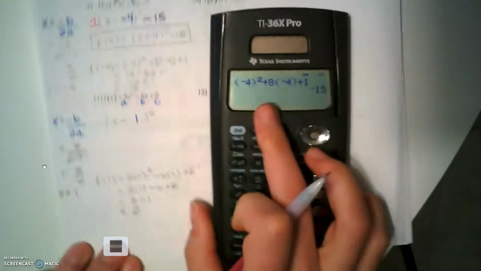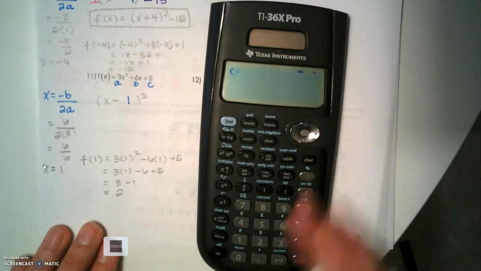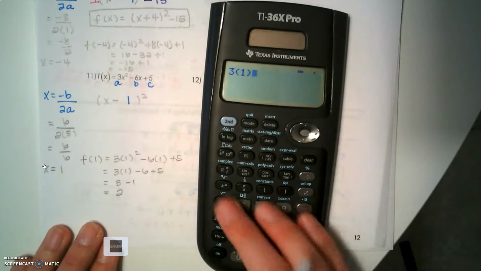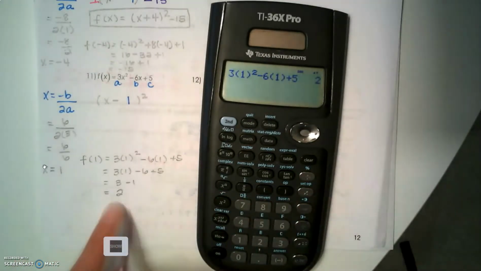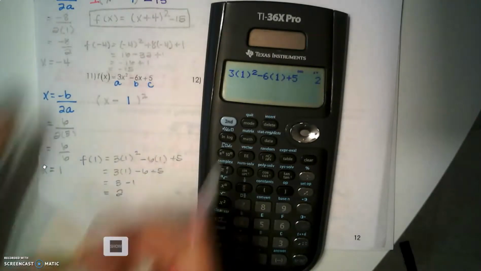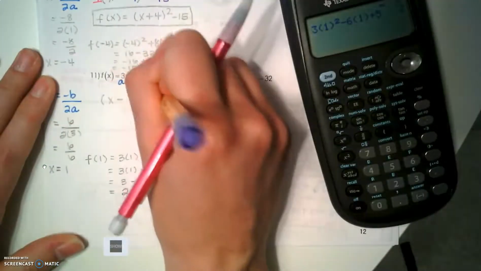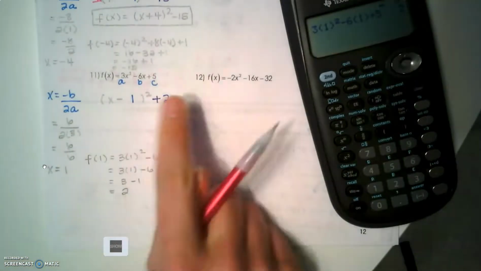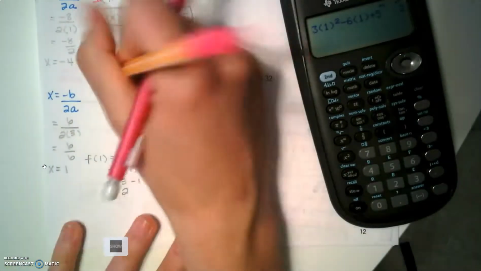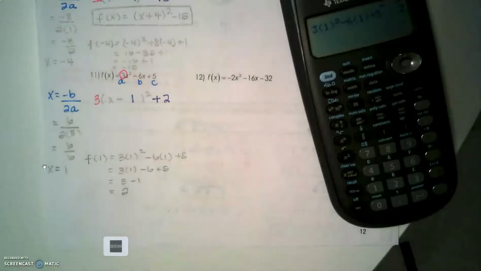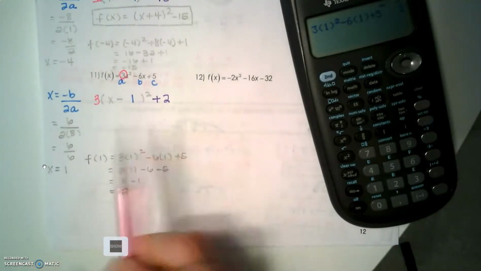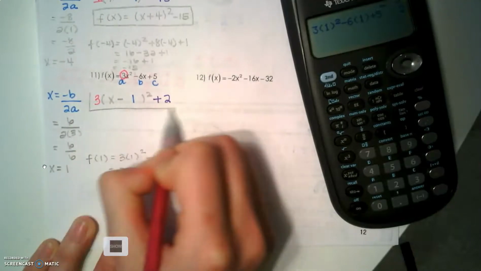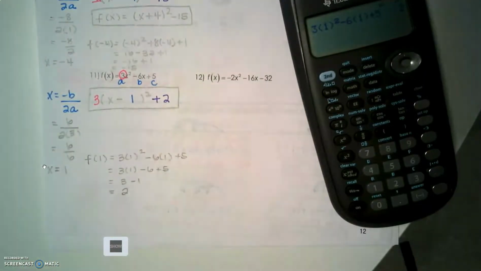Again, you could type all of that into your calculator. 3 times 1 squared minus 6 times 1 plus 5. 2 is the right answer. So that's the k value of my vertex. I'm going to put plus 2. That 2 is positive, so I put plus 2. Now the a spot, that gets a 3 here. I have -1, so I don't have to clean anything up. This is going to be my vertex form equation.